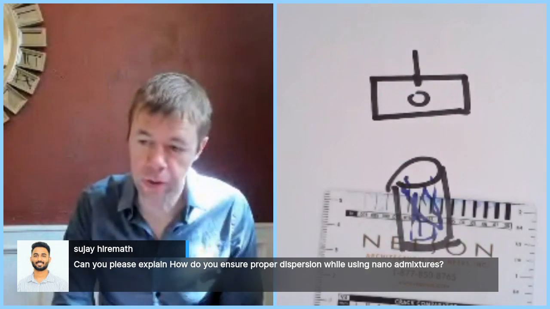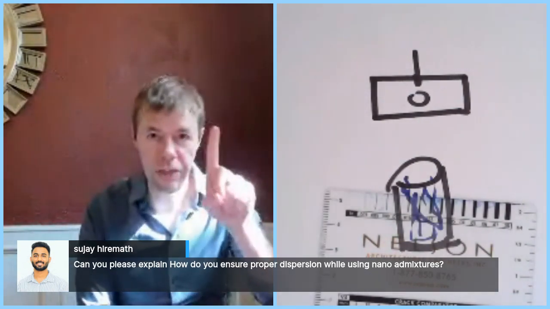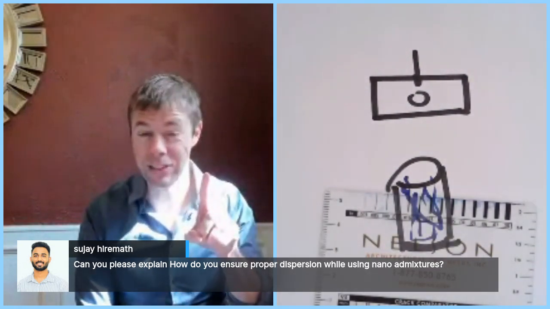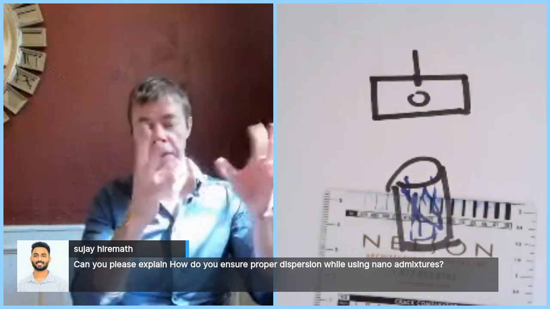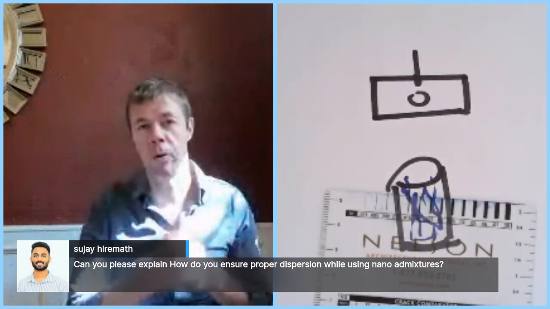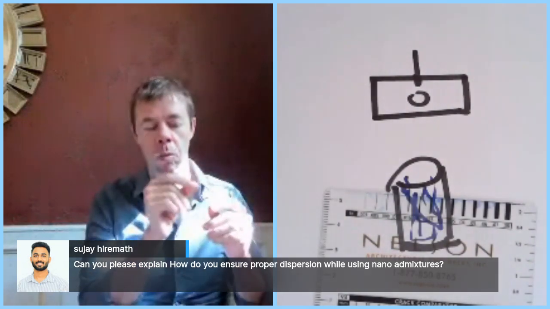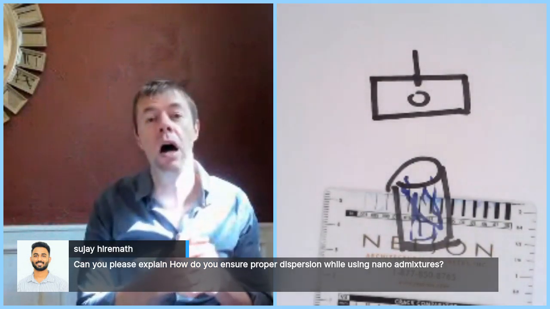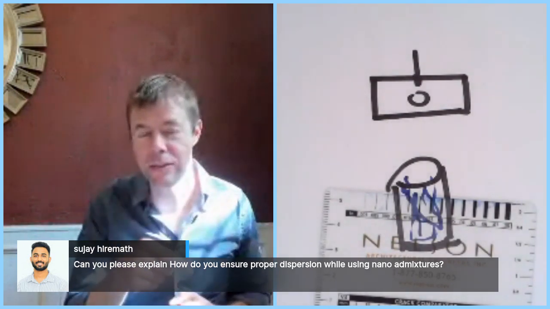How can you ensure proper dispersion while using nano admixtures? Well, you can first sonicate them before you even add them to the concrete. Put them where you have a sonicator that moves the particles as far apart as they possibly can. Can they form actually micro bubbles on the surface? At least that's what I've read about it. And so get it dispersed before you even add it to the mixer.